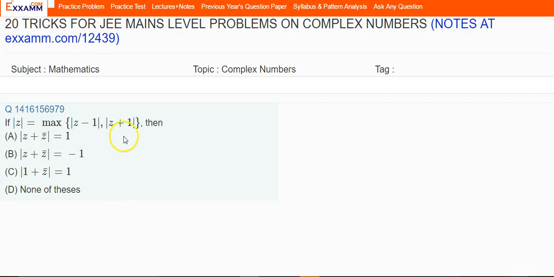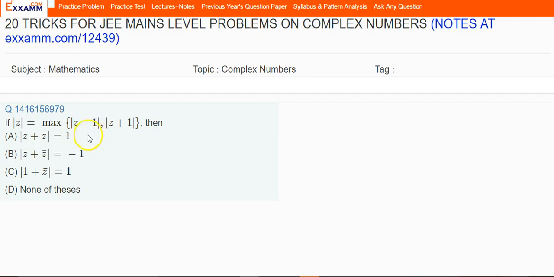There would be cases when this would be bigger and cases when that would be bigger. So how do we start? Let us assume that modulus of z minus 1 is bigger, or that modulus of z plus 1 is bigger. Let us assume one of them is bigger.